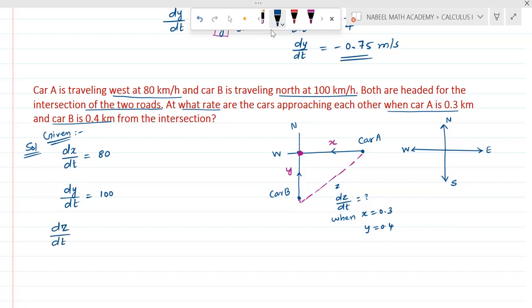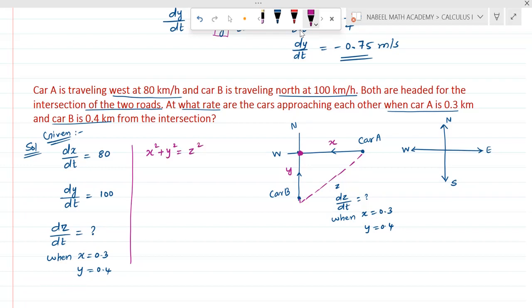dz over dt is my question mark when x is 0.3 and y is 0.4. This is a kilometer from the intersection point. Now what do you have here? The same Pythagoras theorem we will use. This is x square plus y square equal z square.